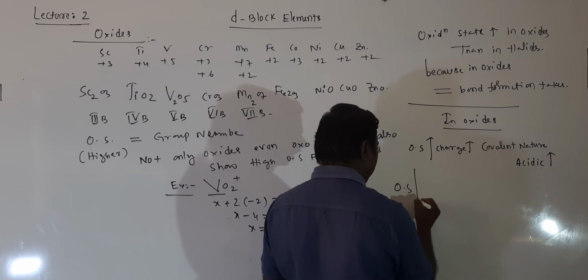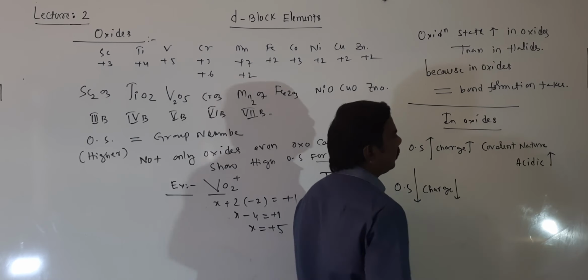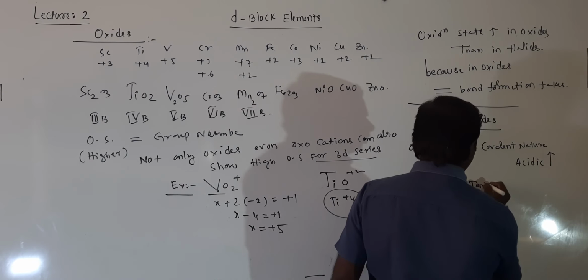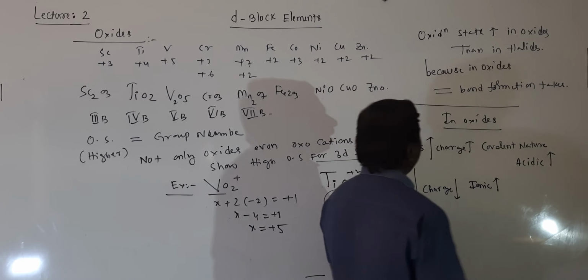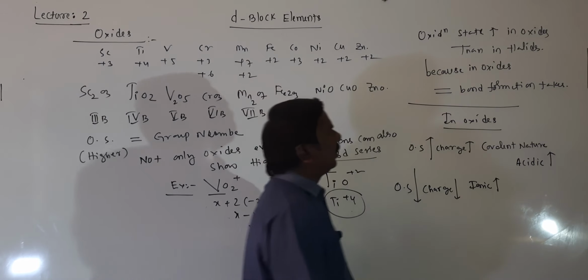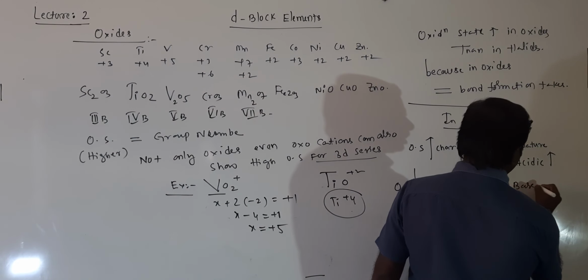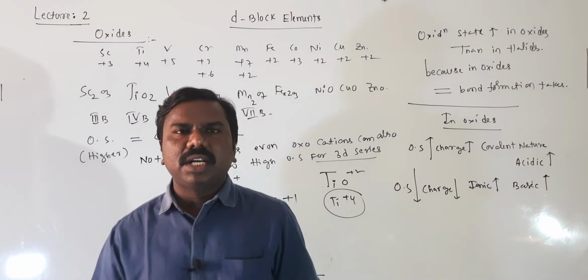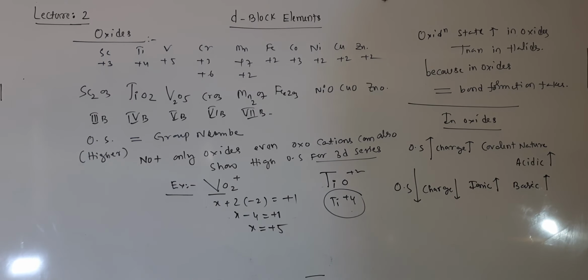Oxidation state decreases, charge decreases. So what is that? The ionic nature of the compound increases. When the oxidation state increases, the basic nature decreases. Oxidation state increases, acidity increases, covalent nature also increases.